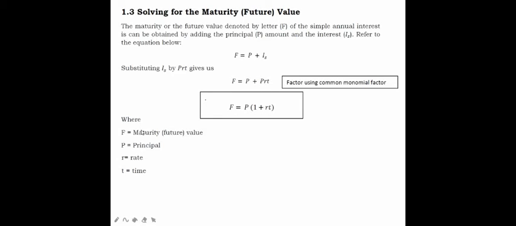So, the F is the maturity future value. The P is the principal. The R is the rate. And the T is time. Now, let's have example number 5. Find the maturity value of 100,000 deposited in a bank at an annual simple interest of 1.5%, letter A, after 1 year, and letter B, after 3 years.